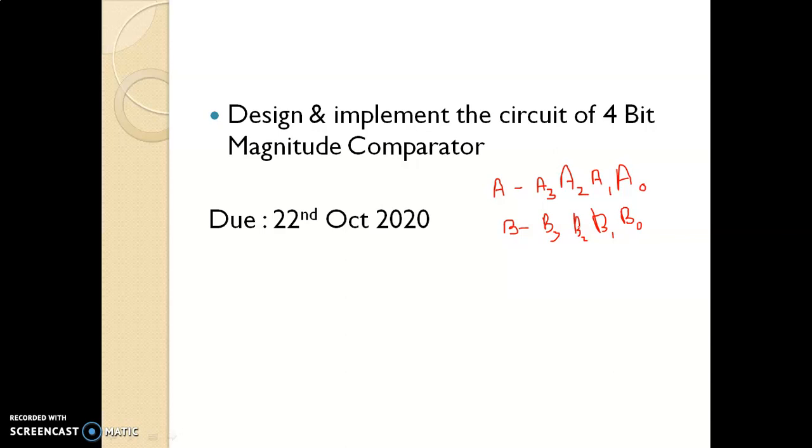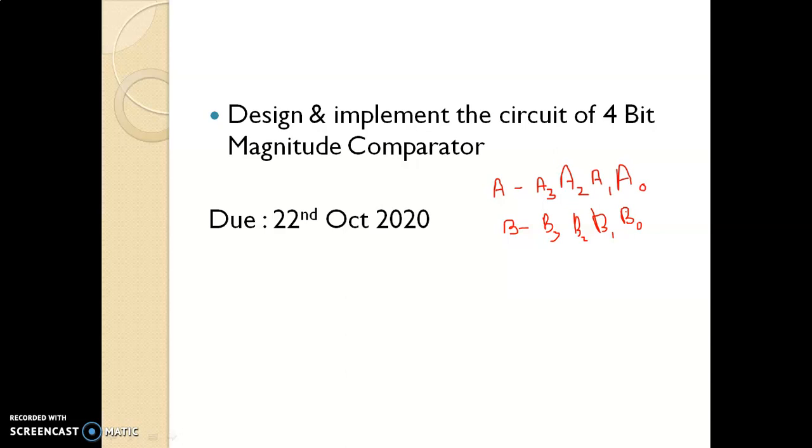Now, how is A less than B obtained? If your A has to be less than B, A3 has to be less than B3. That is A3 bar B3. What happens when these two bits are equal? Then A2 has to be less than B2. What happens when these two bits are equal? Then A1 has to be less than B1. What happens when these three bits are equal? Then A0 has to be less than B0. Just like how you obtained the equation for your 3-bit, you are extending to a 4-bit magnitude comparator. You can do it by yourself, complete it and draw the circuit.